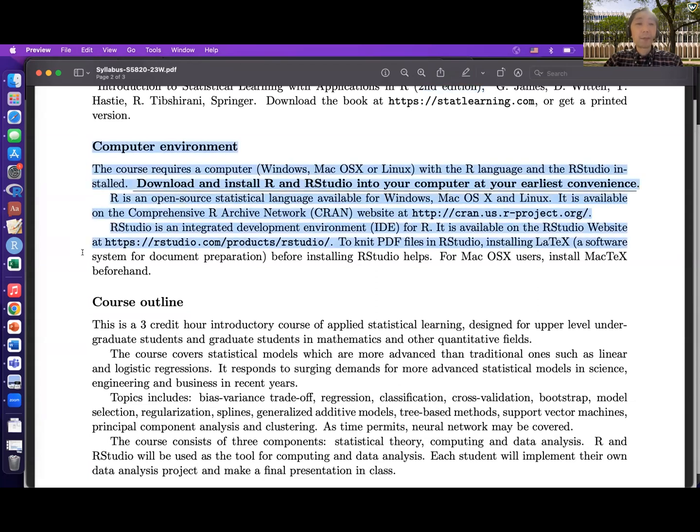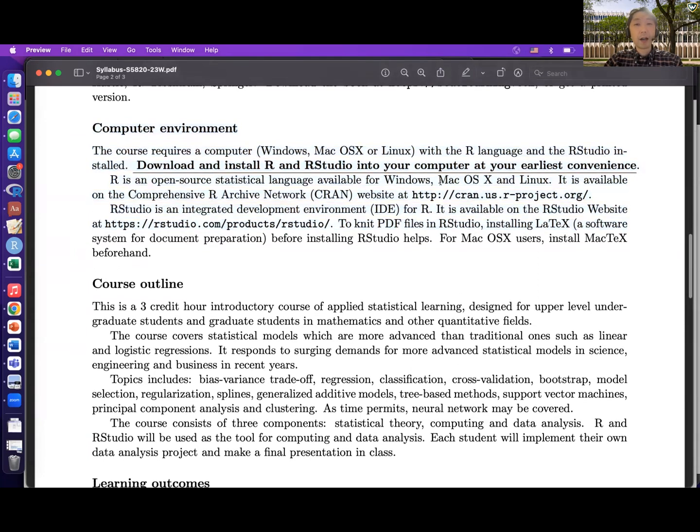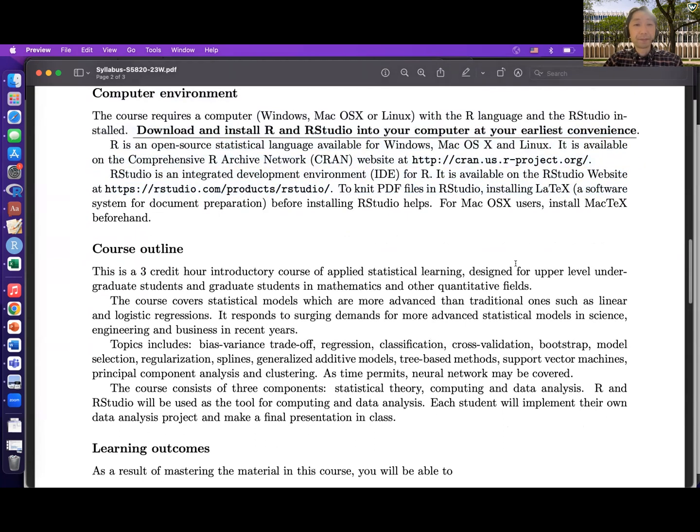And the computer environment: the course requires a computer with R language and RStudio installed. So download R and RStudio onto your computer at your earliest convenience. Probably you have already had R and RStudio.